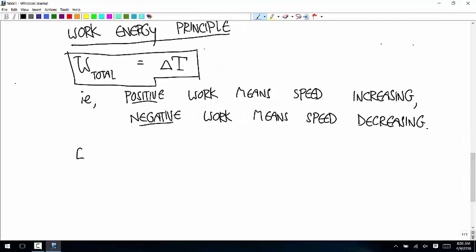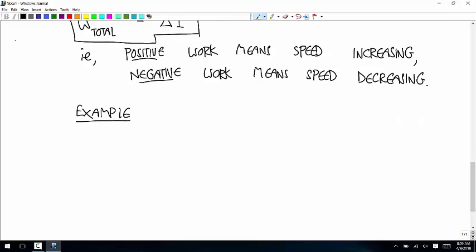Okay, so let's do an example of a block sliding on an incline. So let's say this angle is 20 degrees. There's no friction. Well, we'll do one with friction and one without.